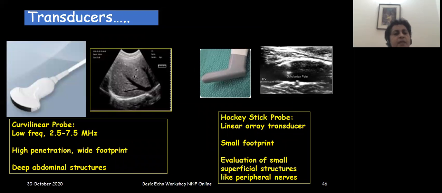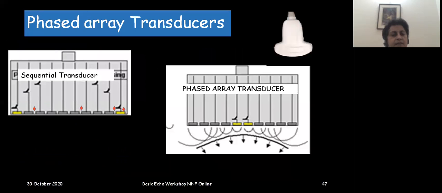Curvilinear probes are lower frequency, and lower frequencies are for higher penetration, so they are used for deep abdominal structures. There is a wide footprint to this, and this image is how it is seen. There is a hockey stick probe. These are linear array transducers, and this particular one is L7 to 15, so 7 to 15 megahertz. It is a very small footprint and can be used for superficial structures like nerves, etc.